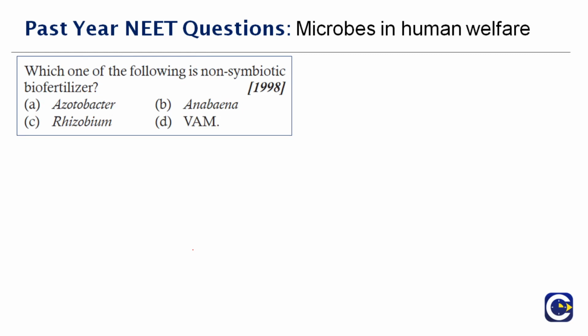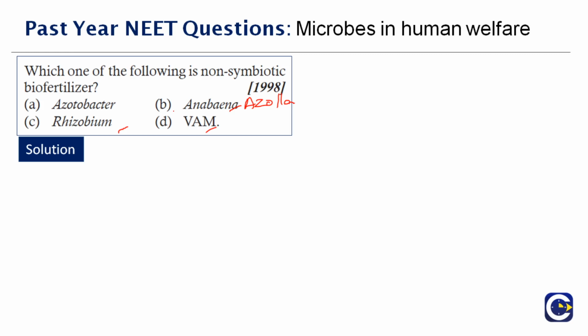Next question here. Which one of the following is a non-symbiotic biofertilizer? We have 4 options here. Rhizobium is a symbiotic biofertilizer. VAM stands for vesicular arbuscular mycorrhiza. This is also a symbiotic association. Anabaena associates with Azolla. Therefore, all these 3 are in association. They have a symbiotic relationship. And what is a symbiotic relationship? As I already mentioned, they live in mutual understanding, but they do not harm each other. Whatever is required, they share among themselves, and they live in a good understanding.